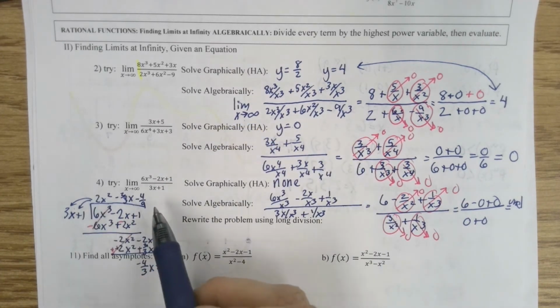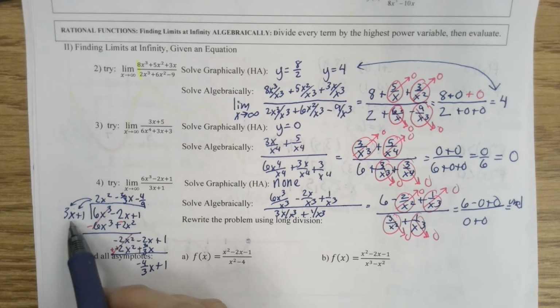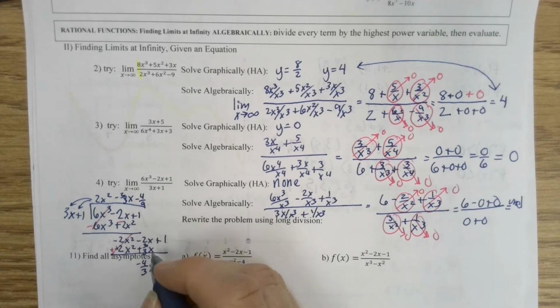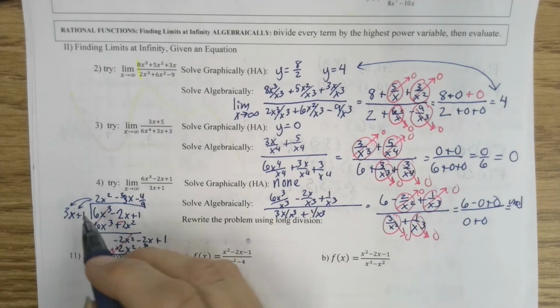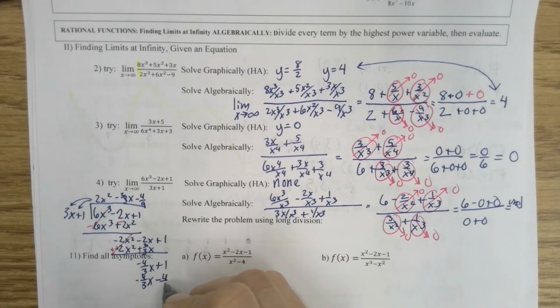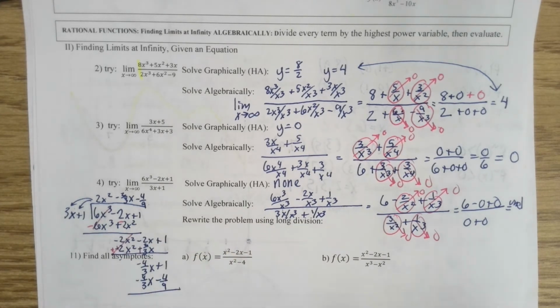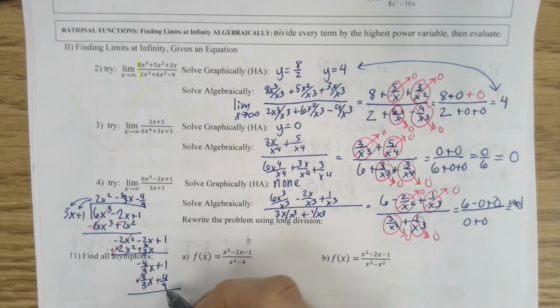And now I multiply. So negative 4/9 times 3x is going to leave you with negative 4/3 x minus 4/9. Subtract, subtract. So those become a positive. 1 plus 4/9, so 1 and 4/9, which is 13/9.